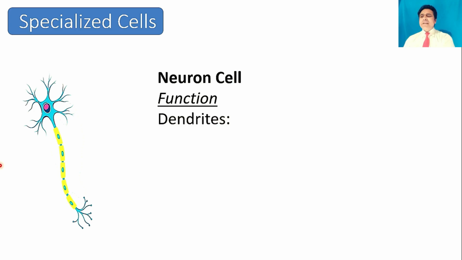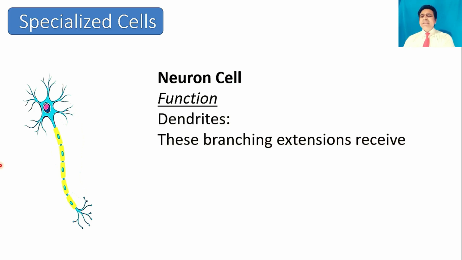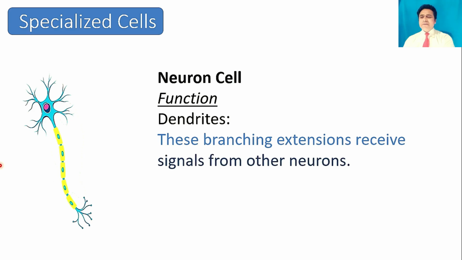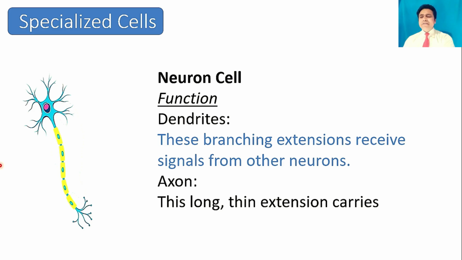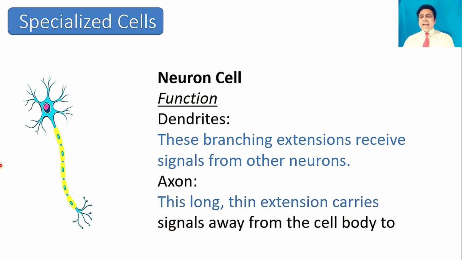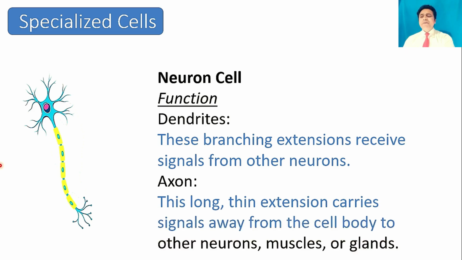Function of neuron cell. Dendrites: these branching extensions receive signals from other neurons. Axon: this long, thin extension carries signals away from the cell body to other neurons, muscles, or glands.